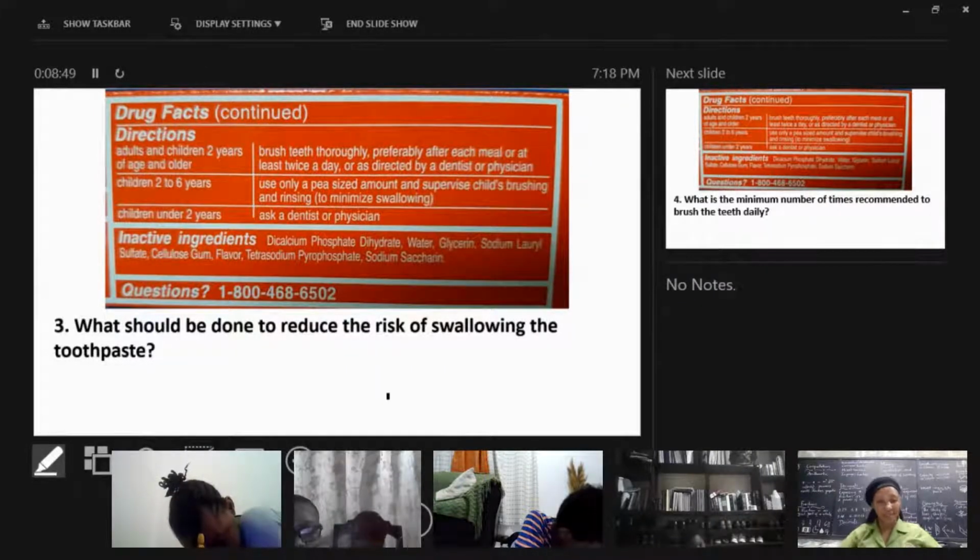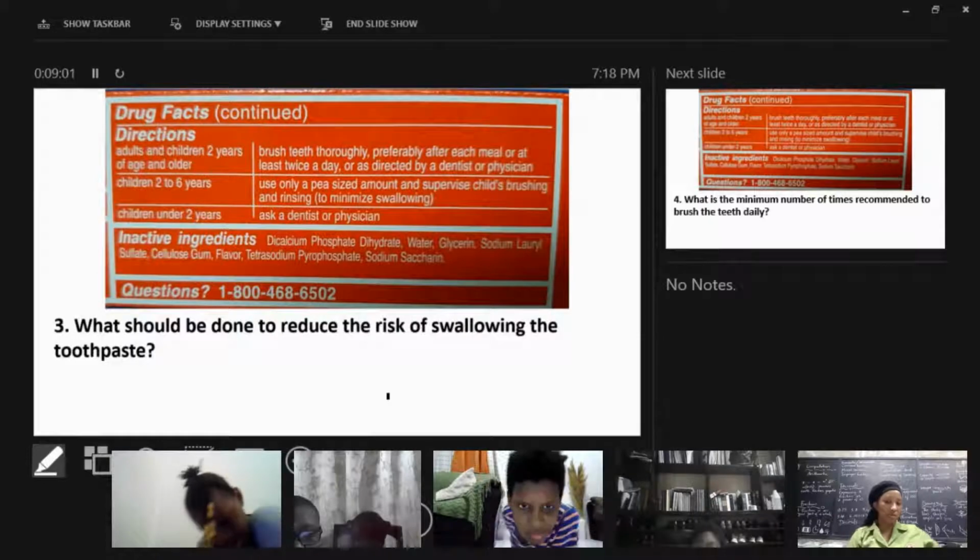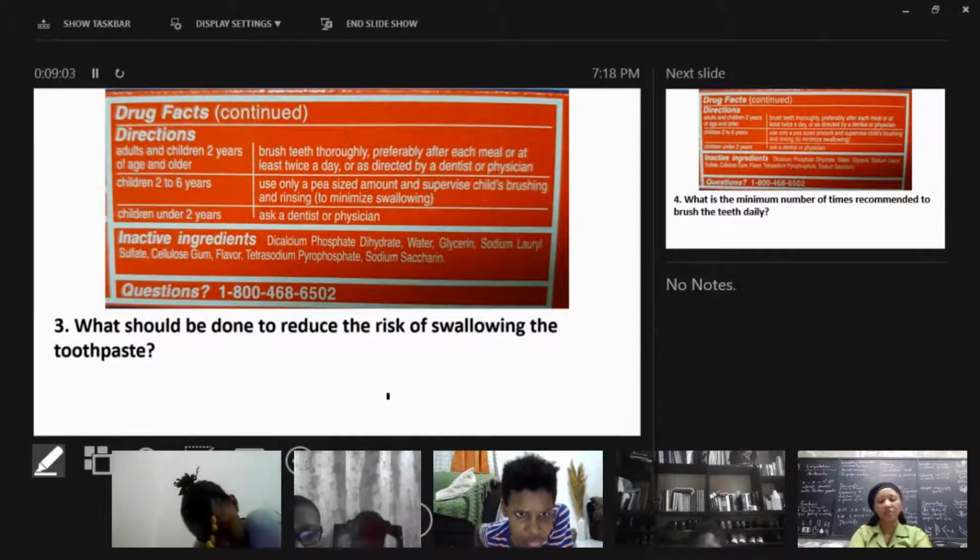Is that what it says on the box? You have to rinse your mouth to minimize the swallowing. Miss, it says child's brushing. Miss, it says rinsing to minimize swallowing. Is that what it says? Yes, miss, that's what it is. You sure that's what it says?